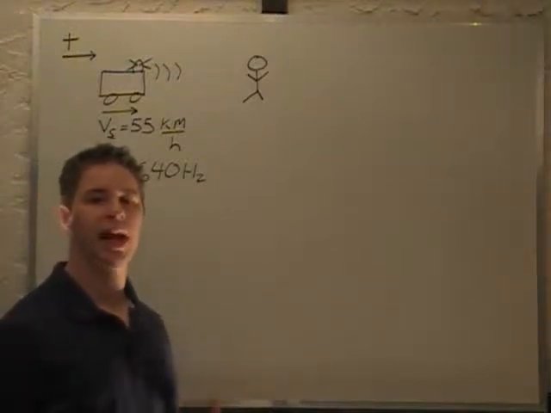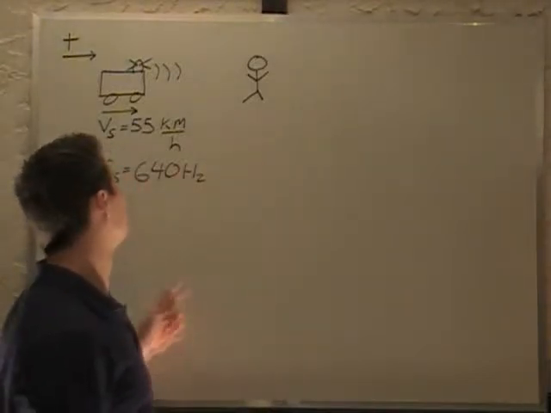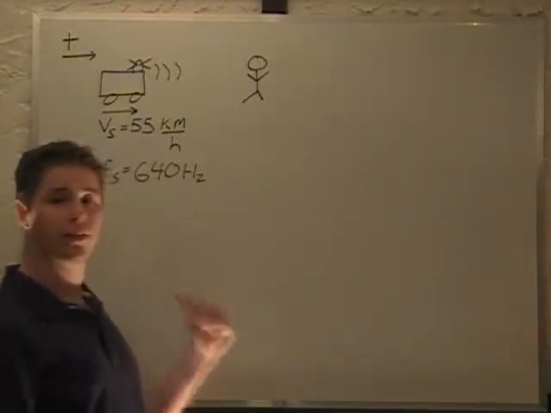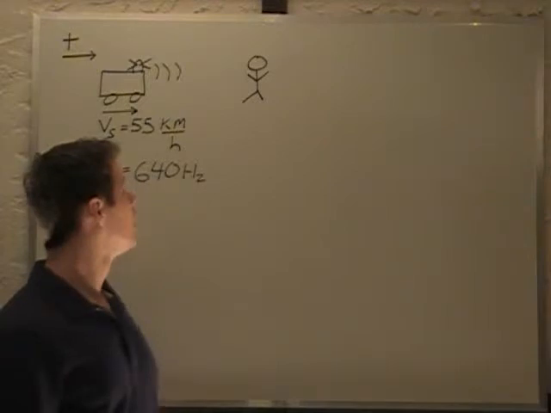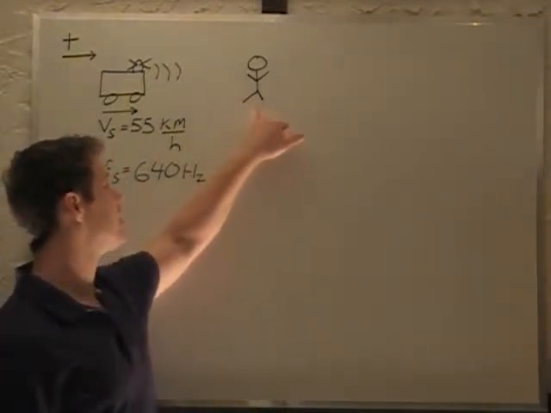In this problem we have an ambulance going towards an observer. Now this ambulance, we're told, is going at 55 kilometers an hour and it's emitting a 640 hertz tone. So we want to know exactly what frequency does this guy hear.